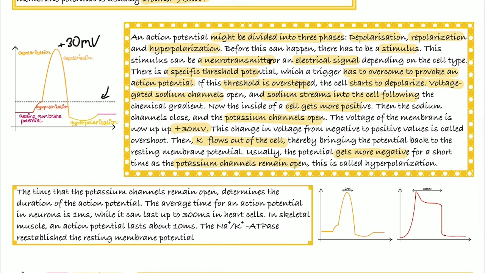So here you can see on the left side the action potential of a neuron, while on the right side we have the action potential of a heart cell. As you can see, the neurons take about 1 to 2 milliseconds to generate an action potential, which can last up to 300 milliseconds in heart cells. And here again the sodium-potassium ATPase can re-establish the resting membrane potential.